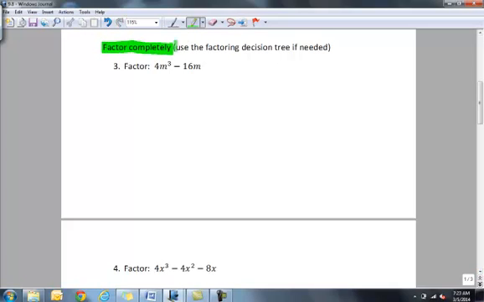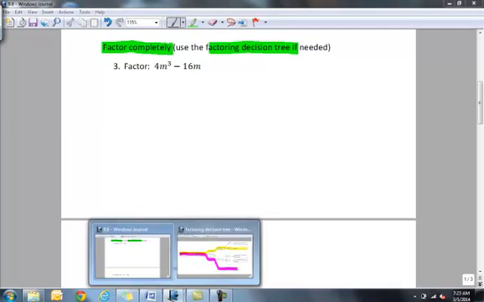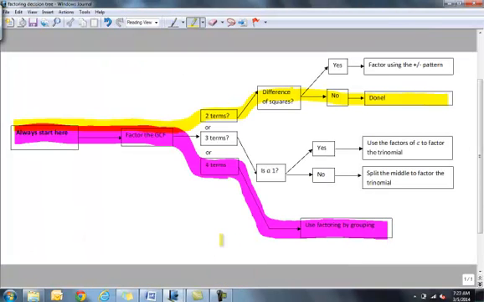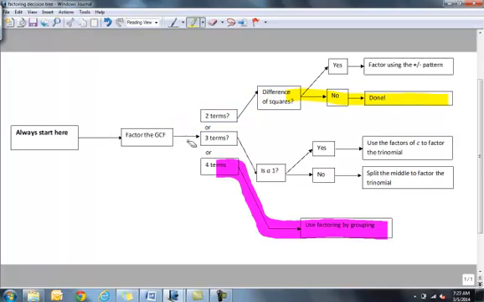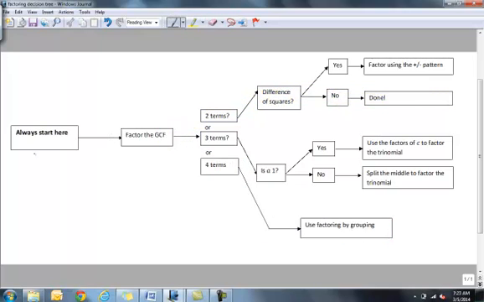Words factor completely. That means we're going to need to use the factoring decision tree possibly. So we've got 4m cubed minus 16m. So I'm going to get rid of this stuff. There we go. I've got 4m cubed minus 16m. Okay, so GCF first. What's in common there?